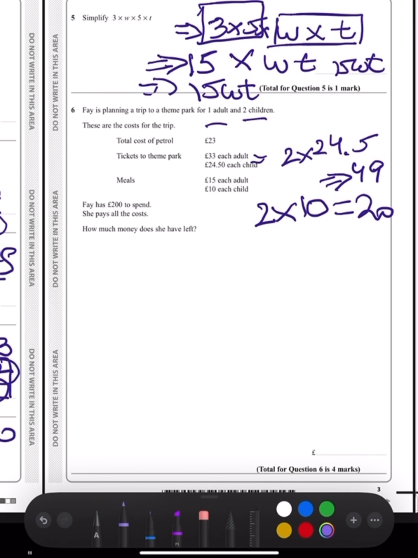Now we've got all the prices. We've got the price for the petrol, we've got the price for the children, we've got the price for the adults, for the tickets to the theme park and the meals. Now in overall, we know that Faye has 200 to spend. Now she already had her pounds, she had 200 to spend, and she pays all the costs. So she paid for everything here. How much money does she have left? So we know the total is a £200.